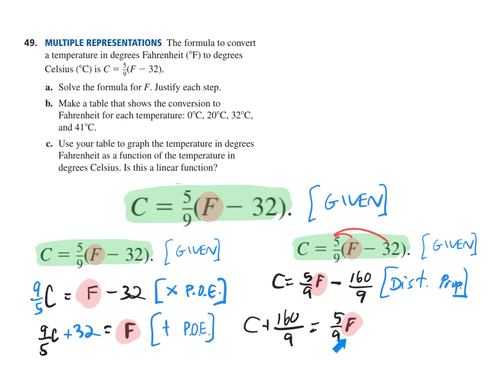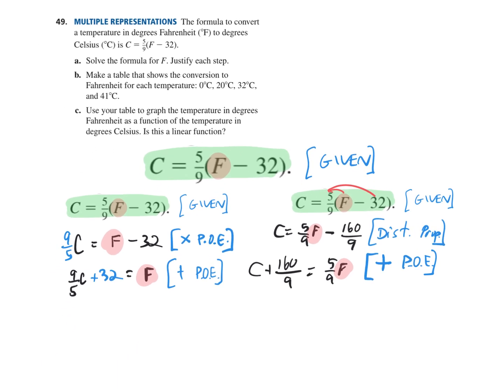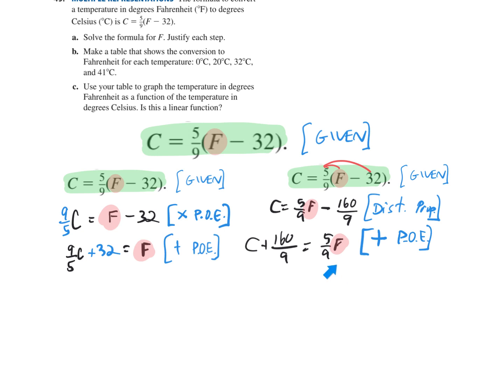We're trying to solve for f, so the next stage is to get rid of this times 5/9. We will divide by 5/9, which is the same thing as multiplying by the reciprocal 9/5. Oh, I forgot to justify this. We added 1/16/9 to both sides, the addition property of equality. Alright, solving for f, let's multiply both sides times 9/5, and we'll have f equals 9/5 times the left side.